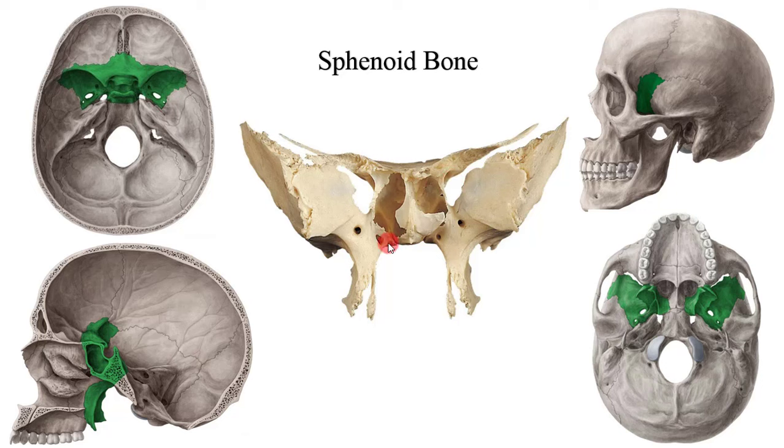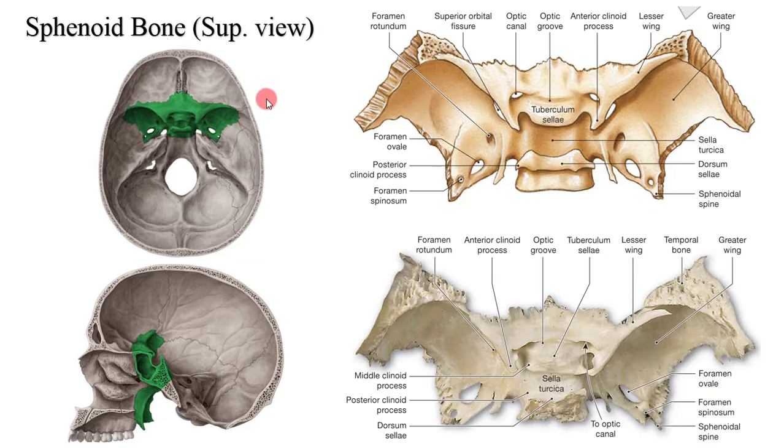Medially, it has a thick body which contains the sphenoidal sinuses. Laterally, it extends to form the greater and lesser wings. Although the sphenoid is relatively large, much of it is hidden by more superficial bones. Let's talk about more details of this bone.